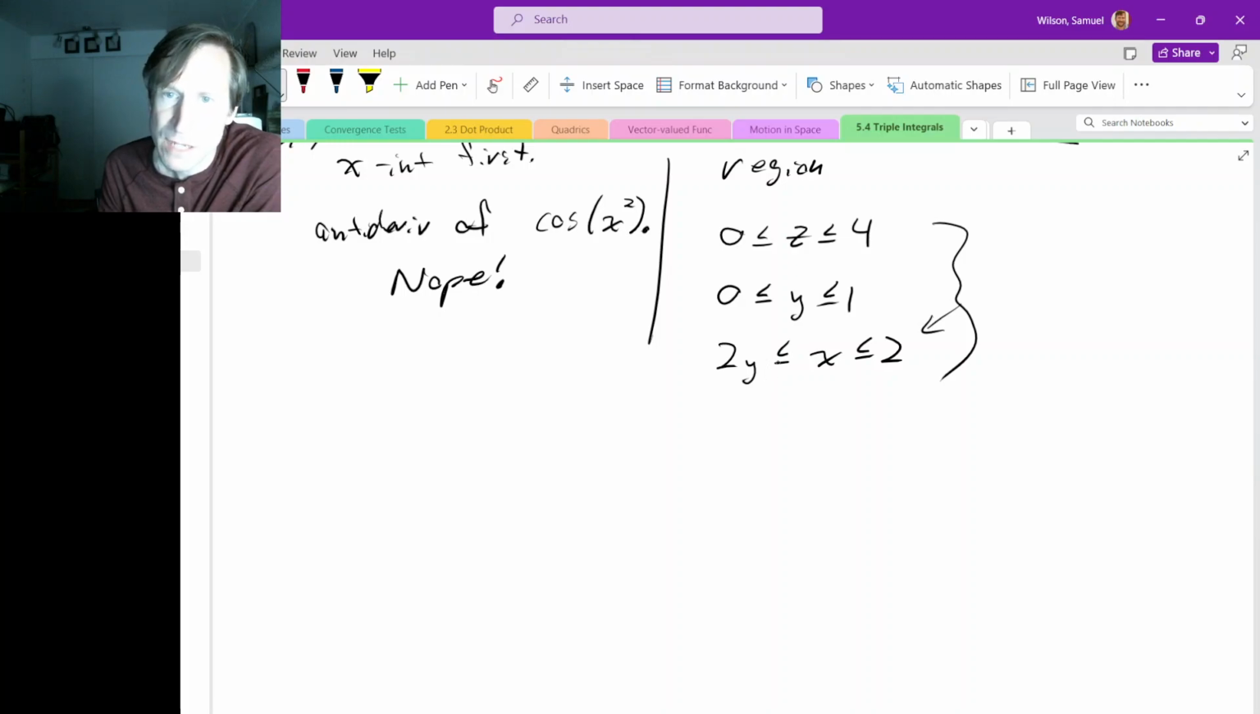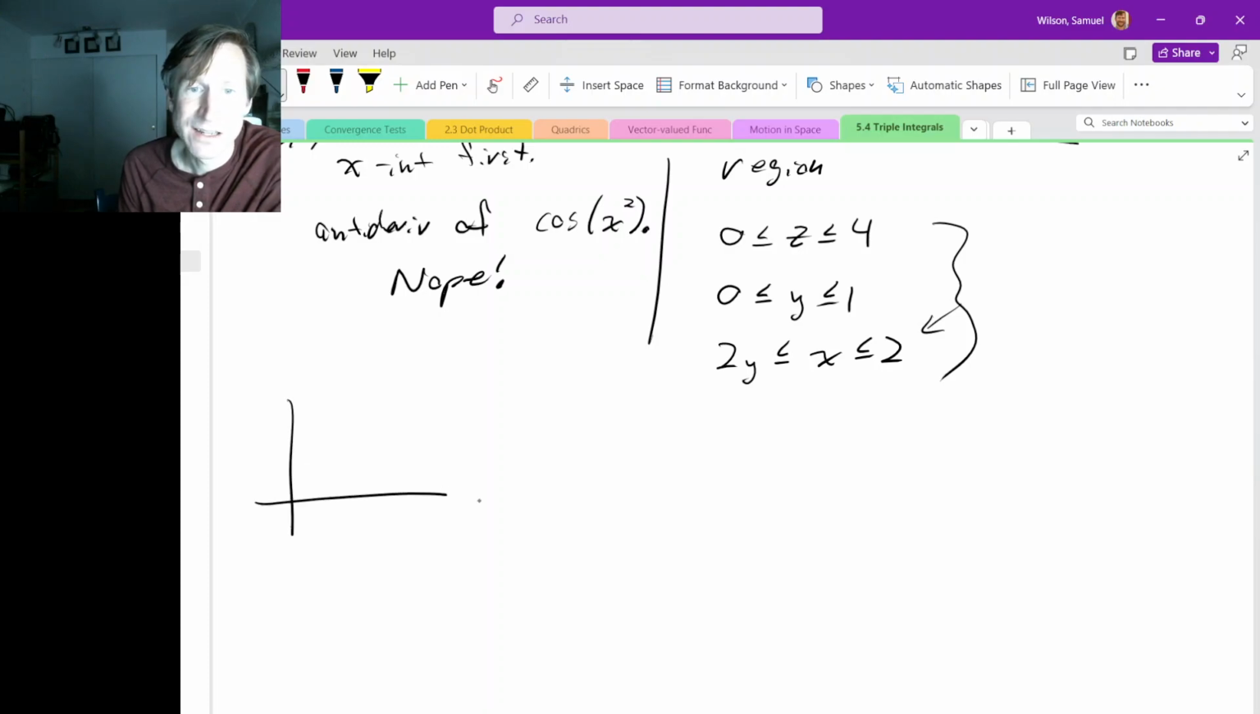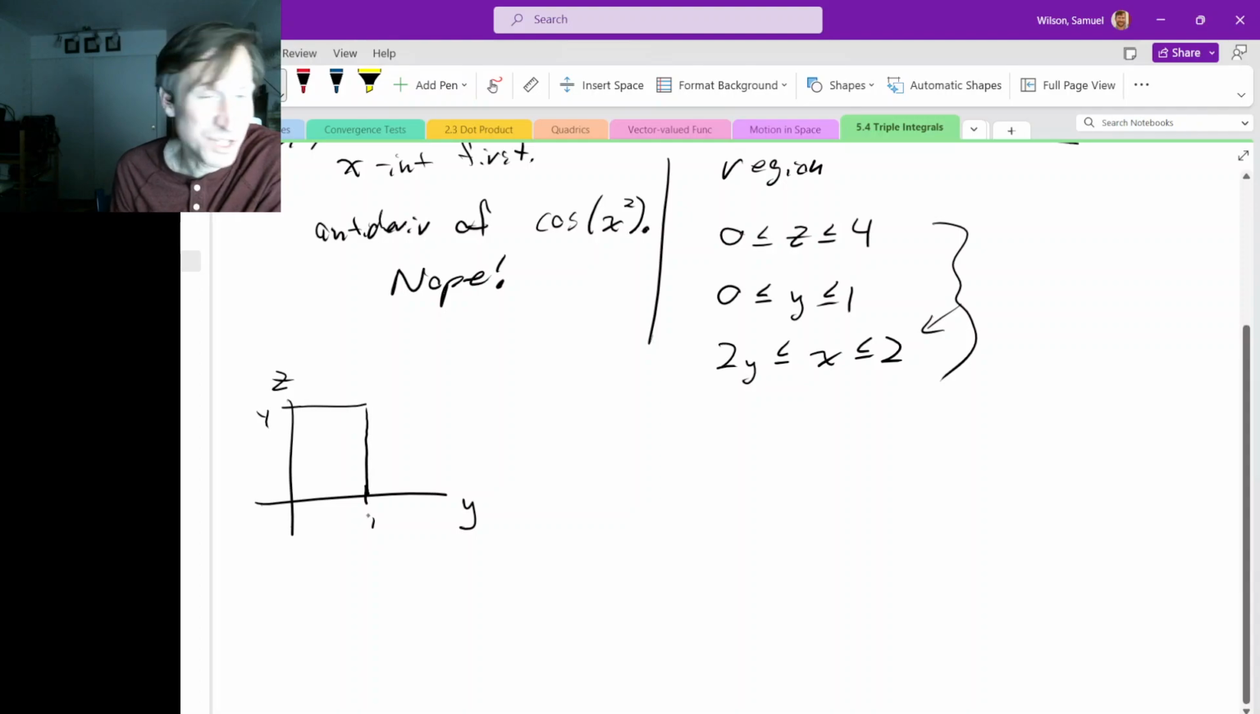Fortunately, in many cases, you can think about the different perspectives on the shape that you get just by looking at 2 coordinates at a time. So let's look at the YZ perspective. In the y direction, it's going from 0 to 1. In the z direction, it's going from 0 to 4. So the YZ point of view on this shape is just a rectangle.